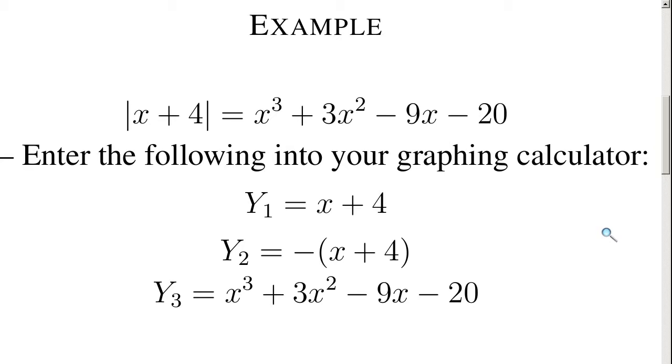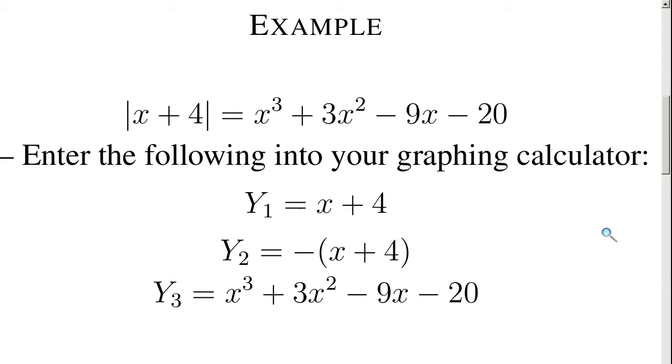And in it, you have to plug in some equations so that you can get the graphs that you need to solve the problem. So, on the left side of the equation, we have the absolute value of x plus 4. And on the right side, we have x cubed plus 3x squared minus 9x minus 20. And we have an equation. So how do we solve this?